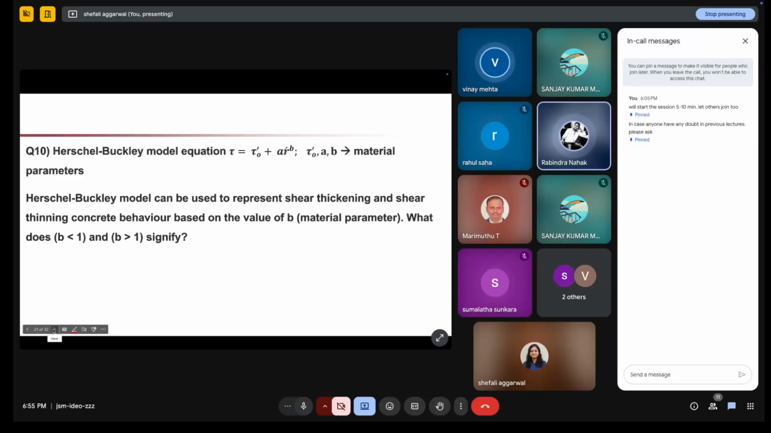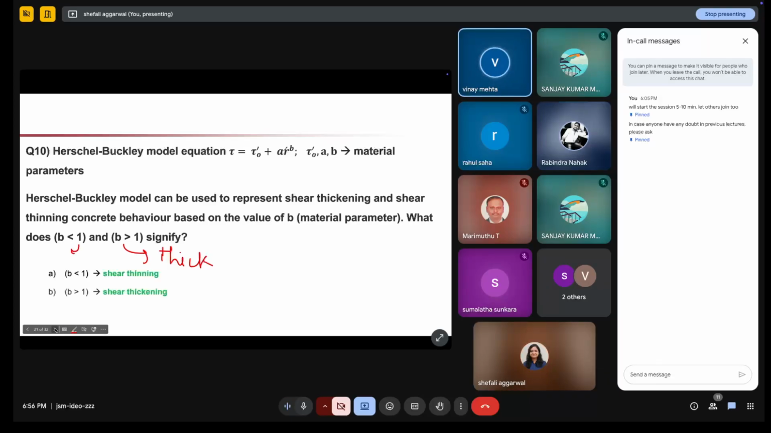B less than 1, shear thinning. This is shear thinning, okay. B greater than 1, shear thickening. B greater than 1, thickening, okay. And less than 1, you are telling thinning. Yes. Correct. Thinning.